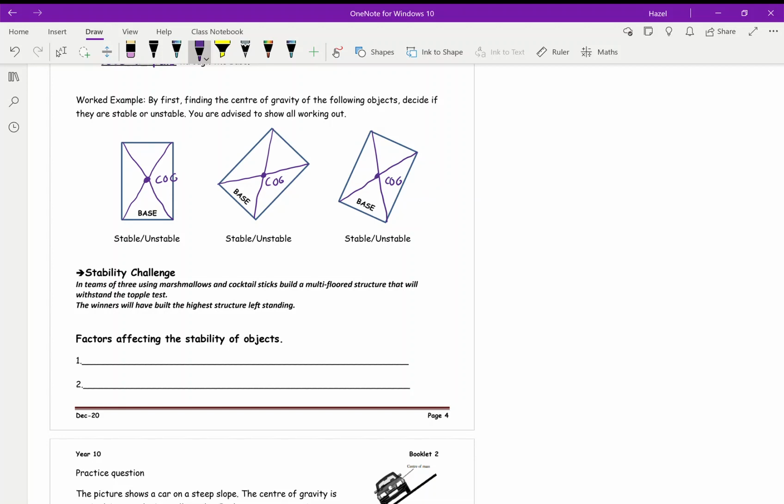Now, if I draw a vertical line from the centre of gravity, because remember, weight always acts vertically down, and that's the weight. If that vertical line drawn from the centre of gravity passes through the base, and the base is basically where we want it to land, then that object is stable. So it is stable, and we can cross out the unstable.